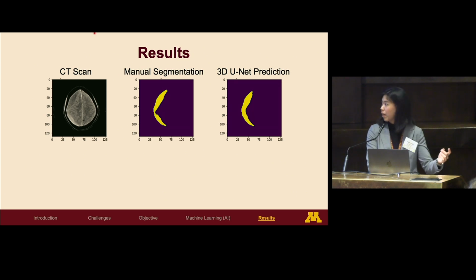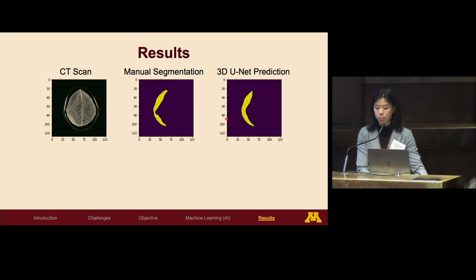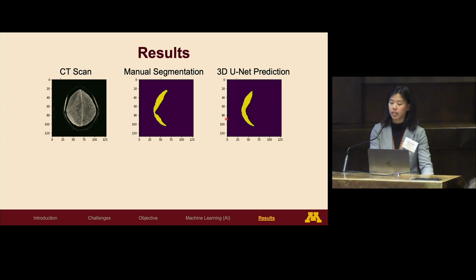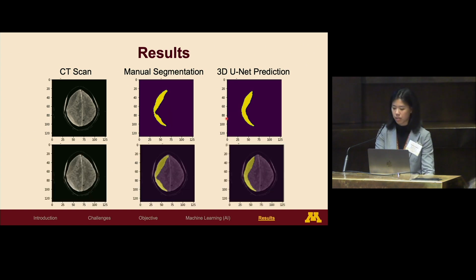On the left, we have the original CT scan, and in the middle, we have the manually segmented ground truth hematoma, and on the right, we have the UNet predicted output hematoma. You can see there are a lot of similarities between the ground truth and the predicted hematoma, even with the irregular shapes. Here's a look at them overlaid on top of the original CT scan. You can see it predicts it pretty well.